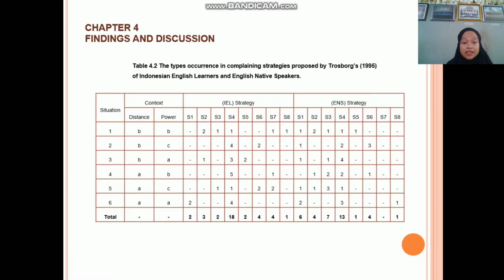There are all 8 types of complaint strategies found from Indonesian English learners. However, only 7 types of complaint strategies can be found from English native speakers, since there is zero occurrence of explicit blame person.